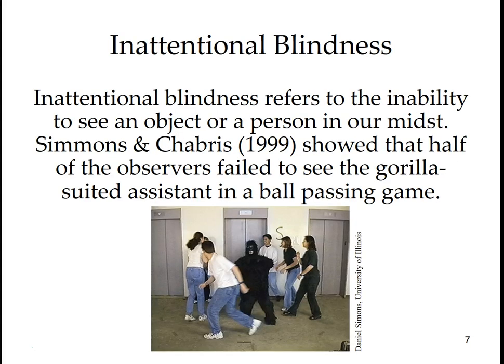Inattentional blindness refers to the inability to see objects or a person in our midst. Simons and Chabris in 1999 showed that half of the observers failed to see the gorilla-suited assistant in the ball passing game. Selective attention means that at any moment our awareness focuses on only a limited aspect of all that we are capable of experiencing.